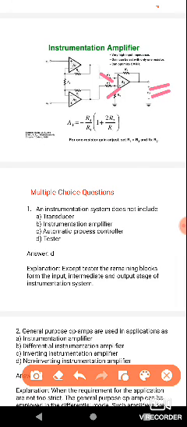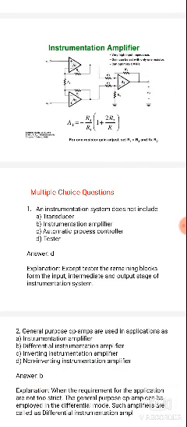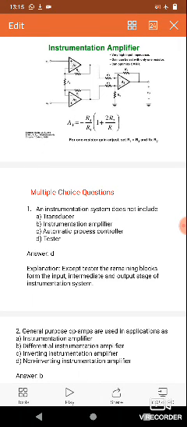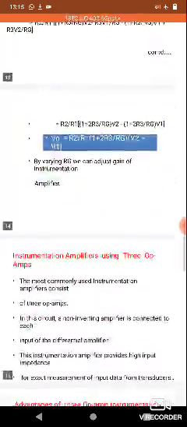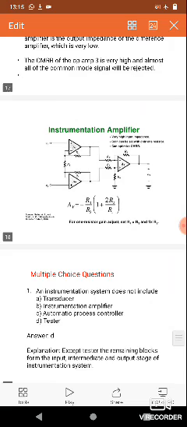V0 is equal to minus R4 by R3 into 1 plus 2R2 by R1. This is the formula for the gain of the instrumentation amplifier. For one-resistor gain adjustment, set R4 equal to R2 and fix R2; R2 will be fixed, and R4 equal to R3 is used for gain adjustment.